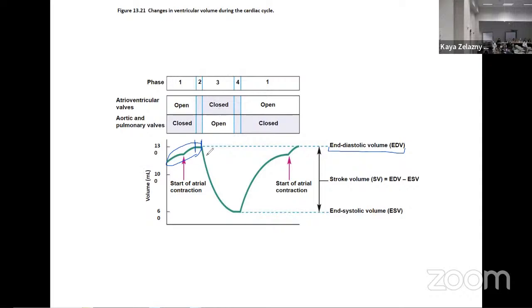Then we squeeze out blood during our ventricular ejection phase, giving us our end systolic volume. Then we have a plateau because now we have our isovolumetric relaxation, okay? So still at end systolic volume. And that amount we lost in between these two was squeezed out into the aorta. That's your stroke volume.